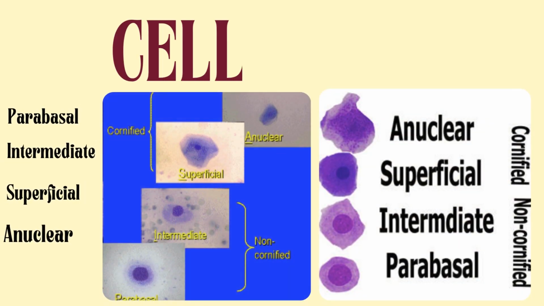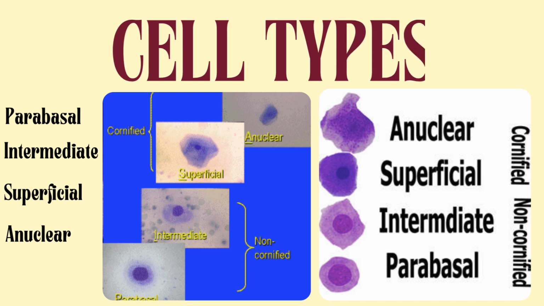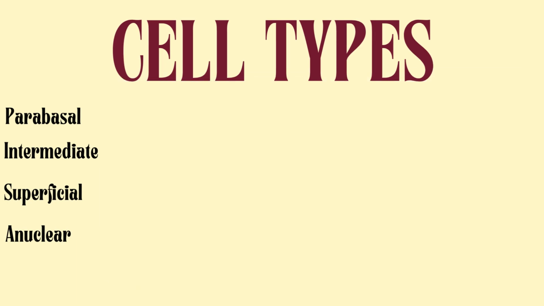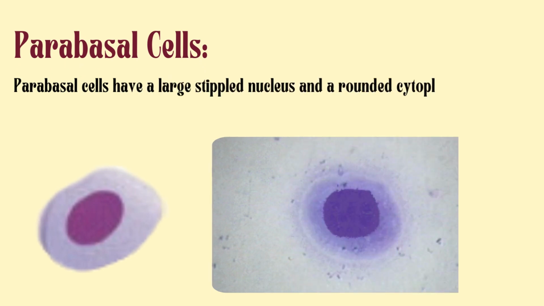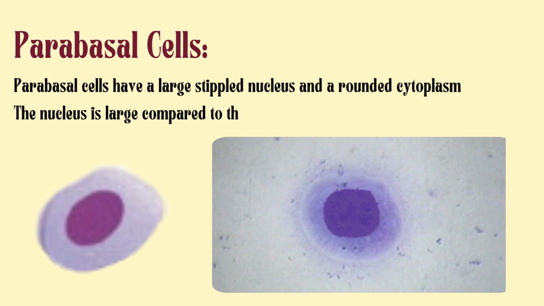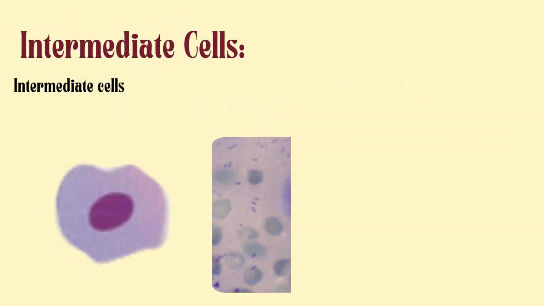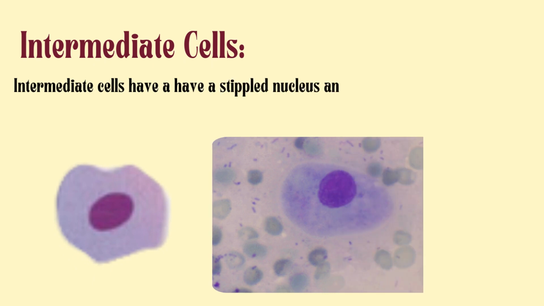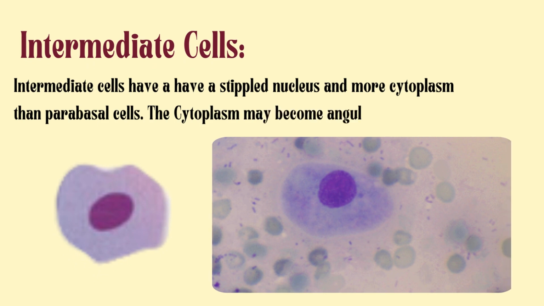Vaginal cytology cell types. There are 4 major cell types during interpretation: parabasal cells, intermediate cells, superficial cells, enuclear cells. Parabasal cells. Parabasal cells have a large stippled nucleus and a rounded cytoplasm. The nucleus is large compared to the cytoplasm. Intermediate cells. Intermediate cells have a stippled nucleus and more cytoplasm than parabasal cells. The cytoplasm may even become angular.